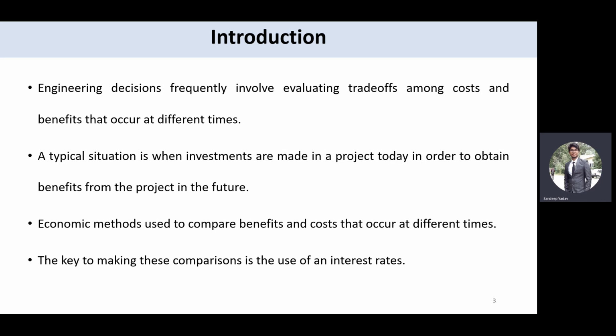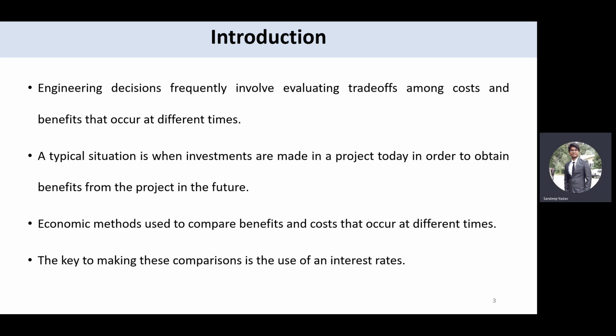In engineering, decisions frequently involve evaluating the trade-offs among costs and benefits that occur at different times. That means in any engineering decision, we have to decide what we have to lose and what we have to gain. The gains are the benefits, and the things that we have to give are the cost. So we have to compromise on the cost to get some benefit. This is involved in any kind of engineering decision.